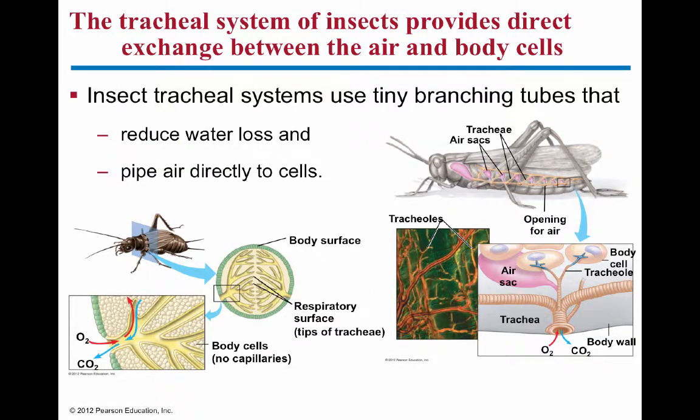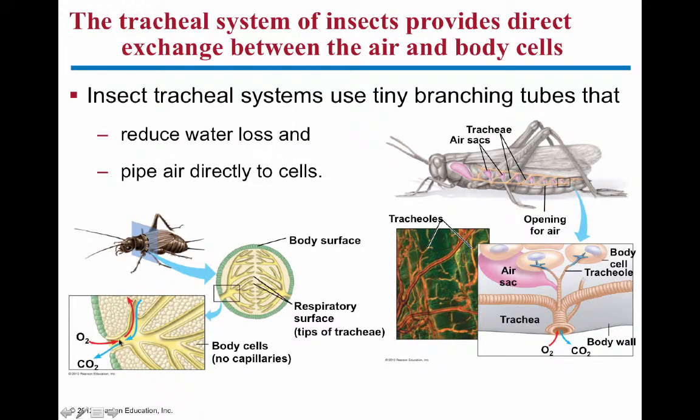So one mechanism that animals have to prevent water loss in air is what the insects use. It's called a tracheal system. The tracheal system is basically a bunch of small tubes. There are all these little holes in the body of the insect. You can see it here. And in those holes is where the gas exchange occurs.